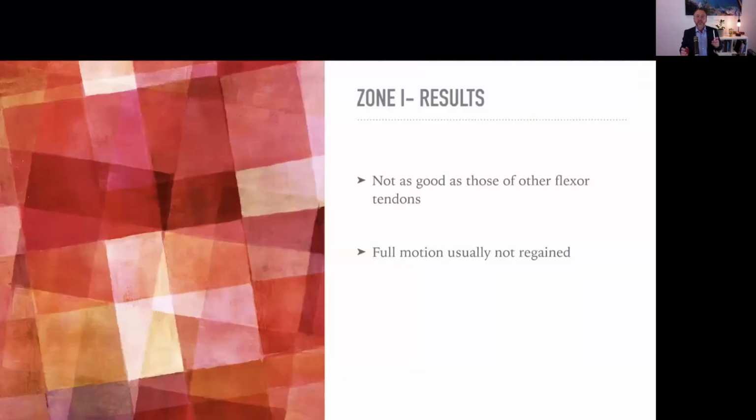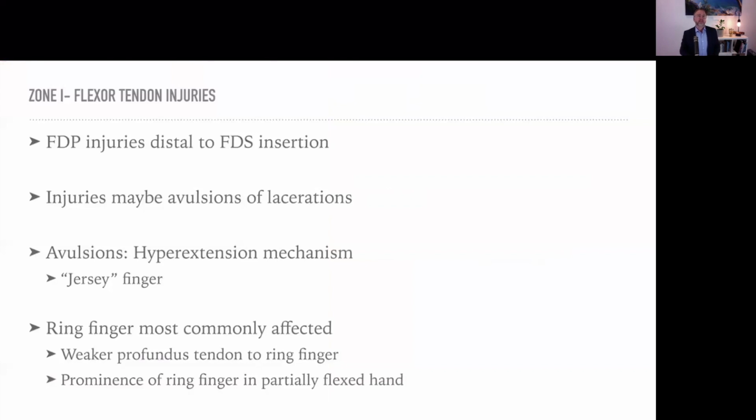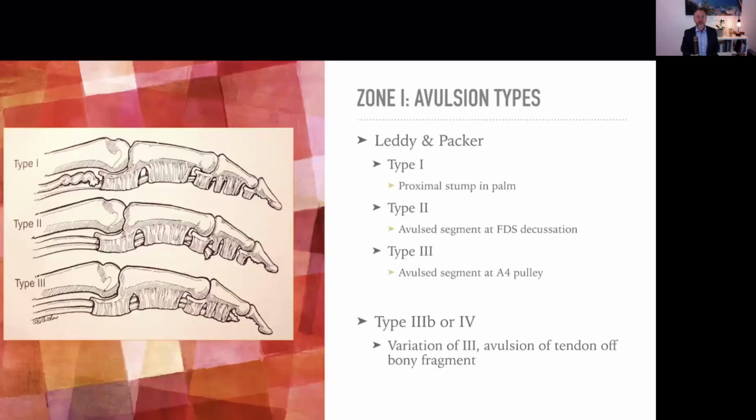Just going with a few details in the zones. So zone 1's very difficult. Full function of the DIP is difficult when you get the zone 1 injuries up the end of the finger. And it's distal to that FDS, as we said. Often they're going to be avulsions, this jersey finger situation. And when we see that avulsion type injury, ring finger is the most common.